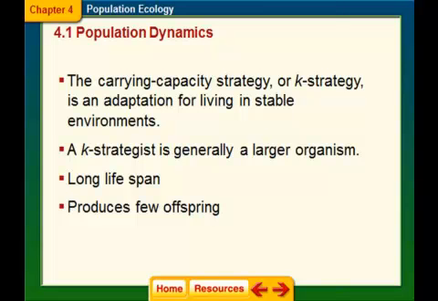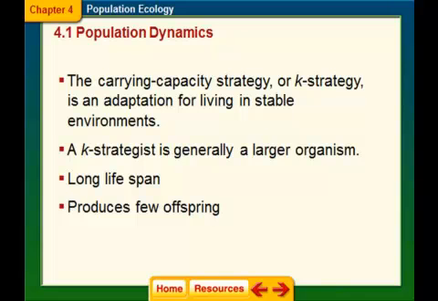So R strategists, like rats, mice, bugs, little guys, are able to change really fast because they're producing lots of offspring, but they're not living very long. K strategists, on the other hand, get to that carrying capacity. They like that nice stable environment where we don't see a lot of changes in the biotic and abiotic factors. They're going to have very few young. They're going to invest a lot of time and energy into raising those young to make sure that they survive, and they're going to live for a very long time.